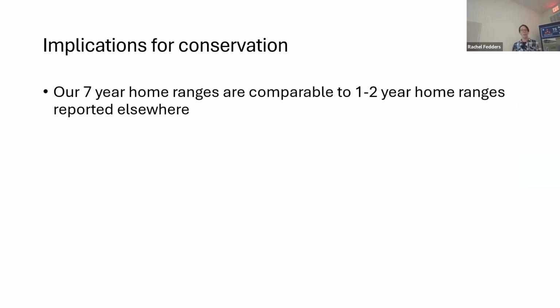So one takeaway, our 7-year home ranges are comparable to 1 to 2-year home ranges reported elsewhere in the literature. One thing that I might have expected to see was that our home ranges over a long period of time would be larger than elsewhere, but it does seem like if they're in place for 1 year, 2 years, you're going to be using that same kind of small area over a longer period of time as well.